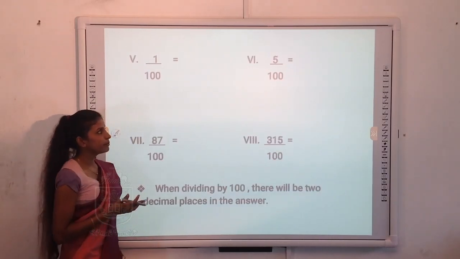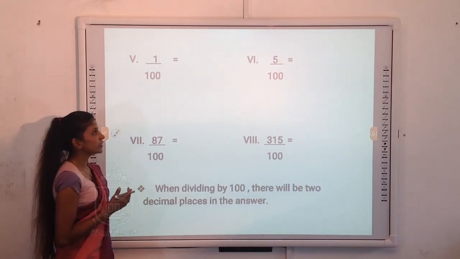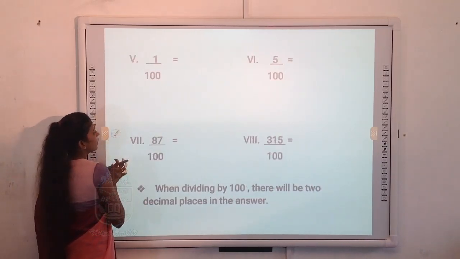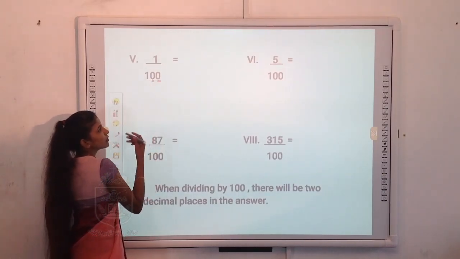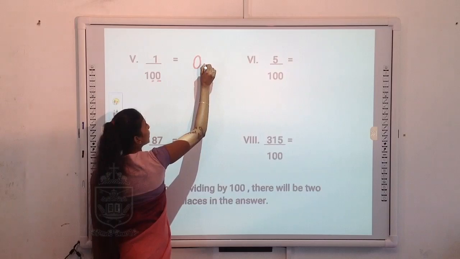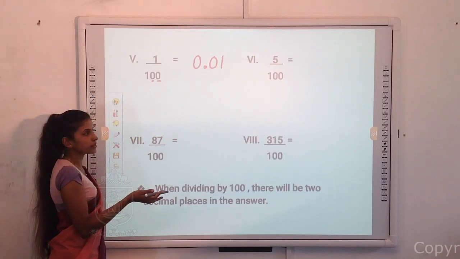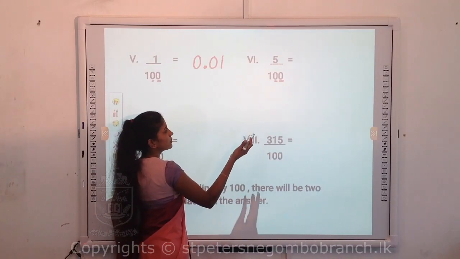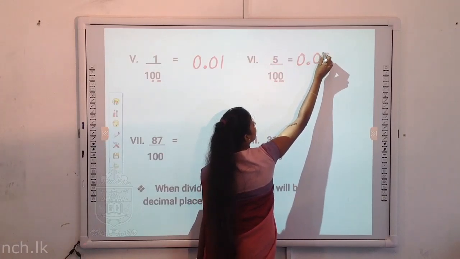Right. Next, I have some examples where the denominator is 100. That is the second power of 10. 10 times 10, 100. So there you have two zeros. If you have two zeros, you should know that there should be two decimal places. You can express it as 0.01. Two decimal places should be there after the point. In the same manner, here also two zeros, there should be two decimal places after the decimal point. 0.05.